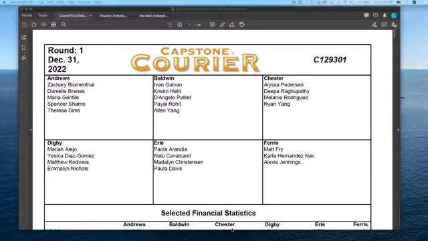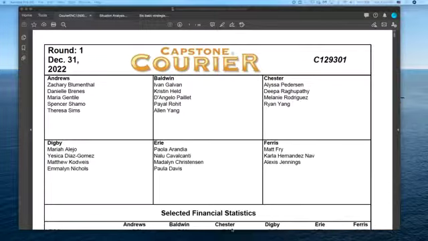I'm going to walk through a debrief using the Capstone Courier. Now, I've made visible several videos from fall 2020 on Moodle, and the content in that is still relevant for this class. So please take a look at that.